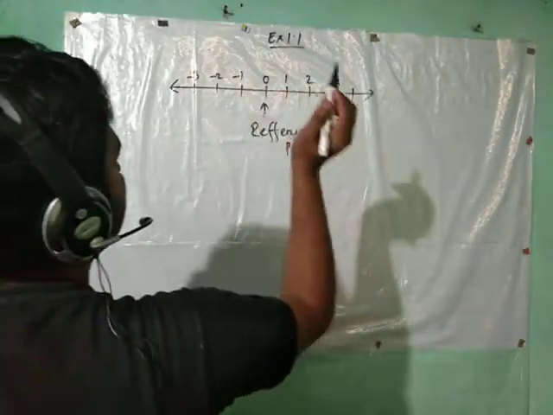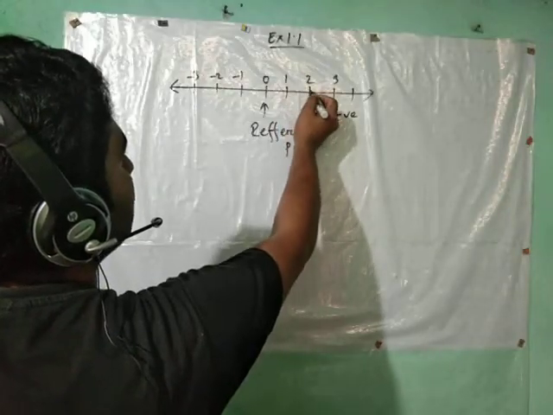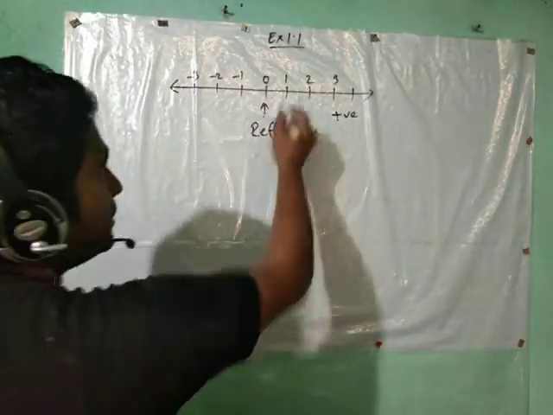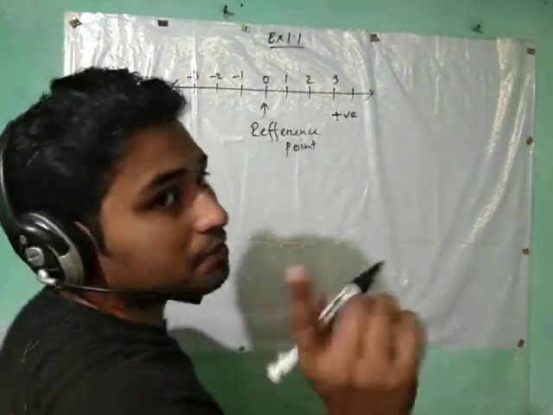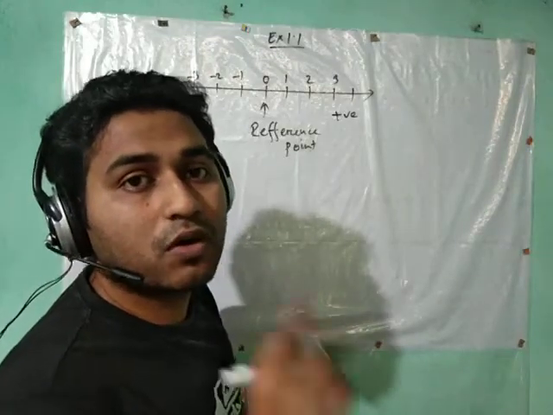But now one more important thing: what are the numbers in between this point and this point? Because there are lots of points we can see from this figure. These points are also representing some numbers, but those numbers will be known as what? Fractional numbers or decimal numbers.